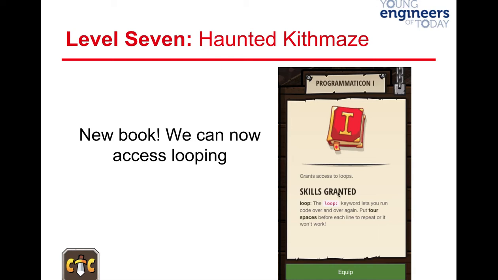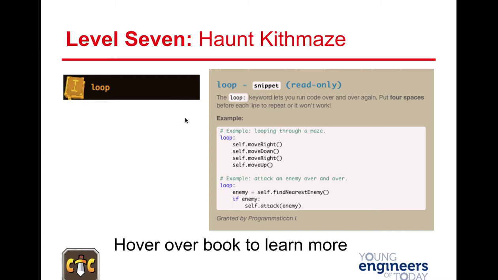In level 7, we get access to loops, which is wonderful. With that little book there, and we can hover over the loop icon in the bottom right corner of the screen to see what it does. And we've seen this a little bit in Python and Code Academy. We've seen this definitely in Scratch. By typing loop colon in Code Combat, any of the lines below this that are tabbed over are going to be looped. So you can loop your way to exit a maze or find an enemy and attack.